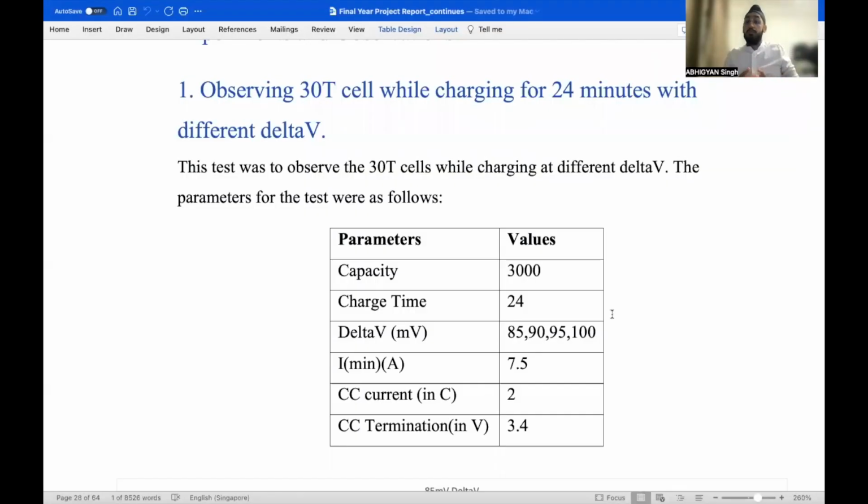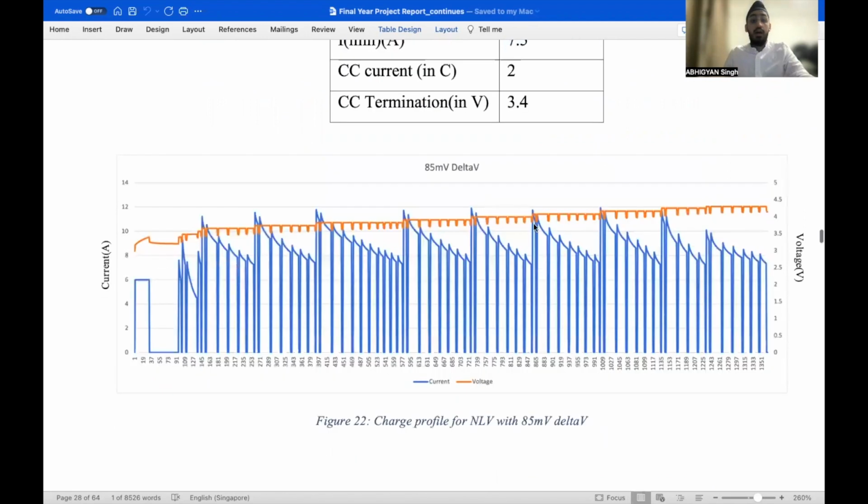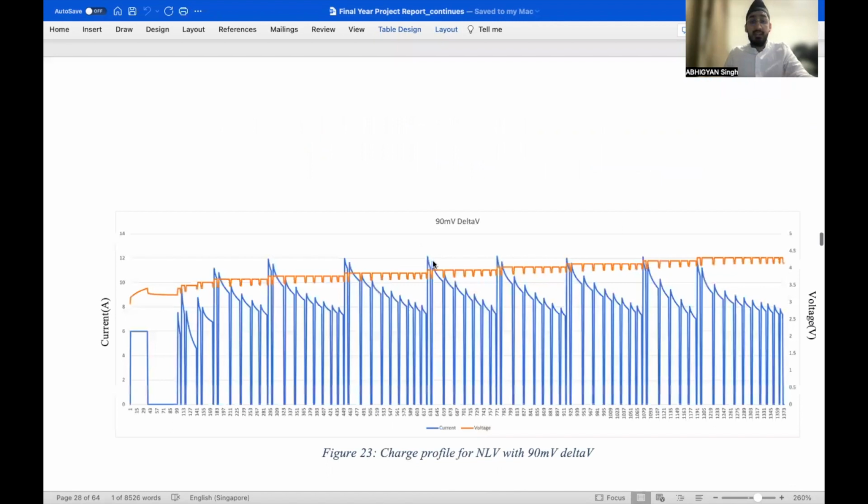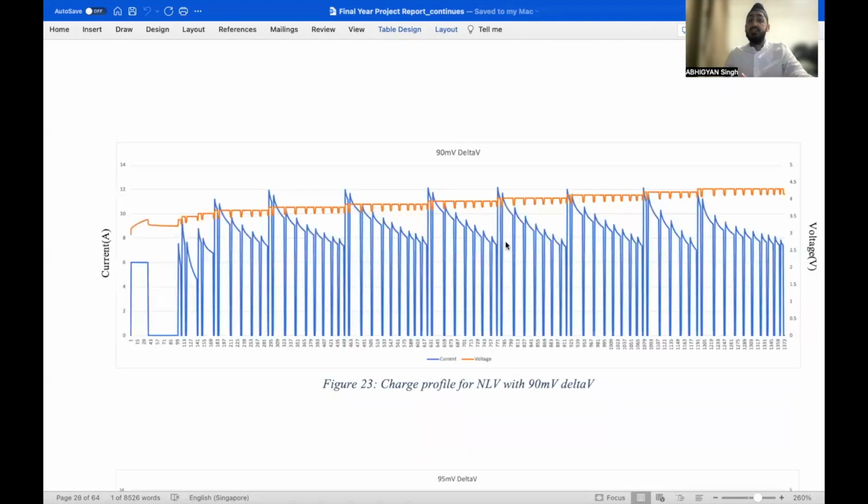For this project, we performed a number of tests. Let me share a brief summary of the tests with you. So first, we tried to find out the correct NLV parameters for charging of a 30T cell. We began this by looking at different delta V values while charging the 30T cell for 24 minutes. We used 85, 90, 95, and 100 millivolts to perform these tests.